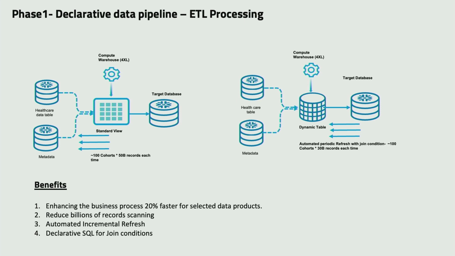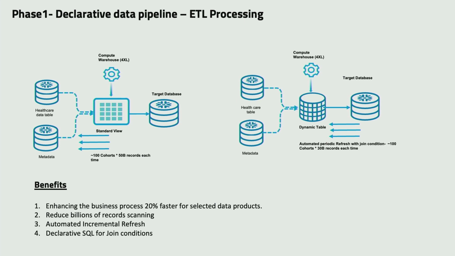Again, they have to go and search every single time. That means you're talking about hundreds of cohorts, and you have to scan 50 billion records for each and every single cohort to get the data. This took about 2 hours to complete for one single customer, one single data product. Think about if you have overall 200 data products, how long is it going to take? So that is the process we simplified with the help of dynamic tables.